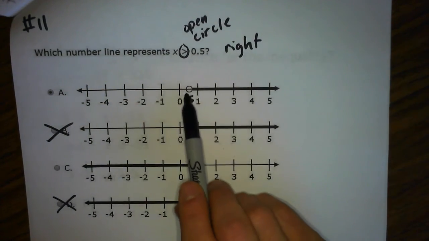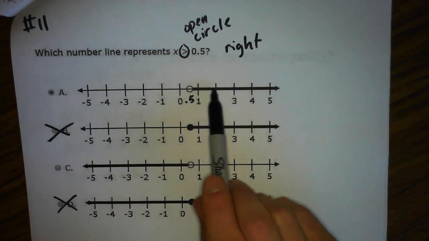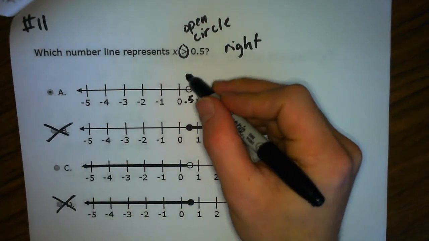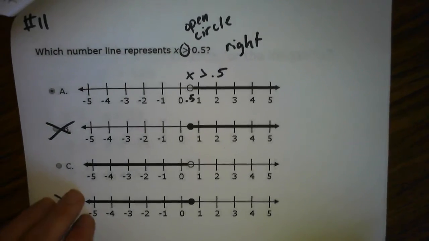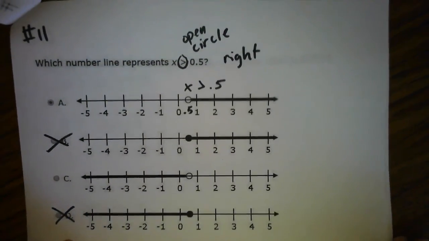It's an open circle at 0.5, and the shading goes to the right. So that says x is greater than 0.5. So option A is our answer for number 11.